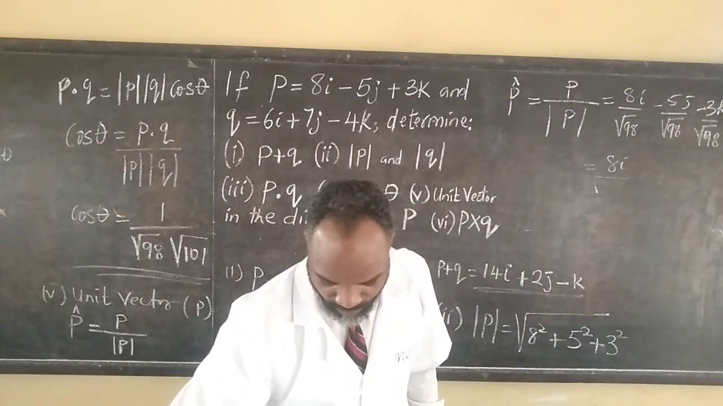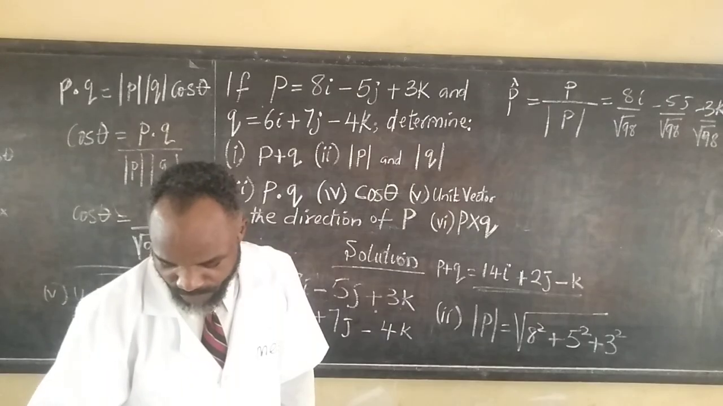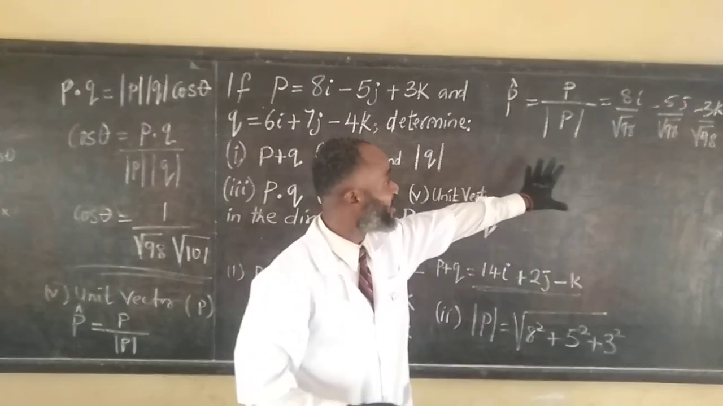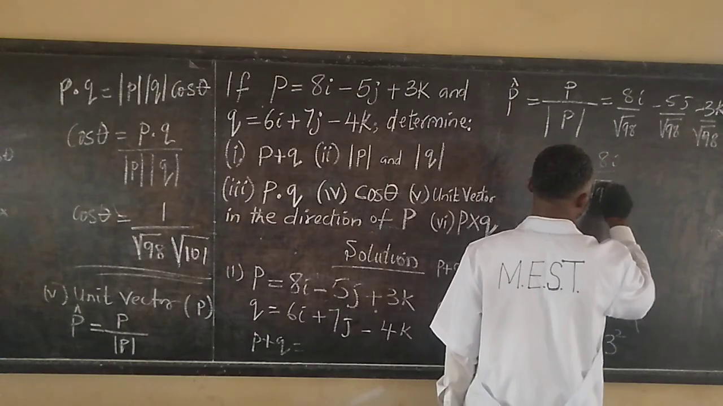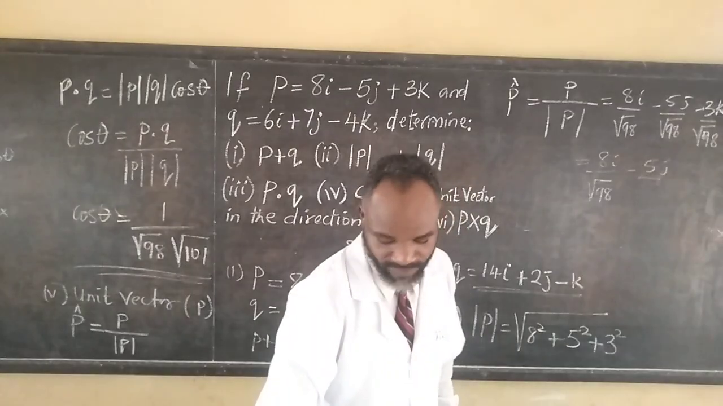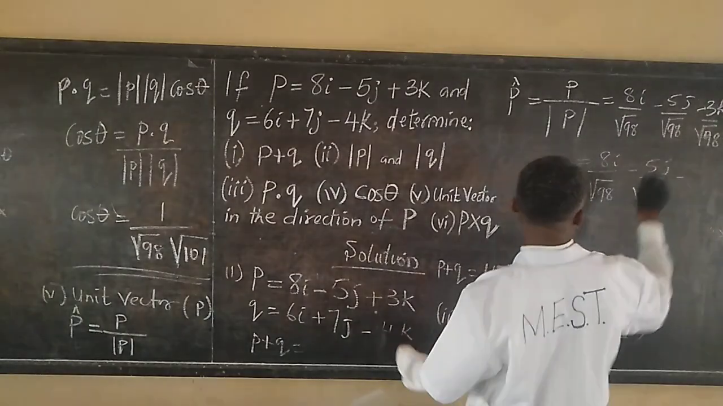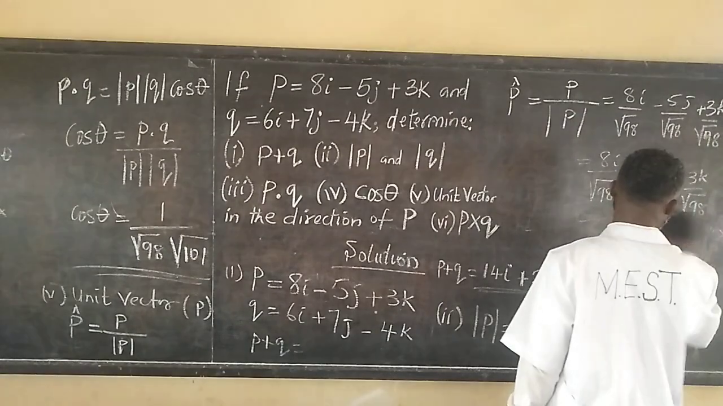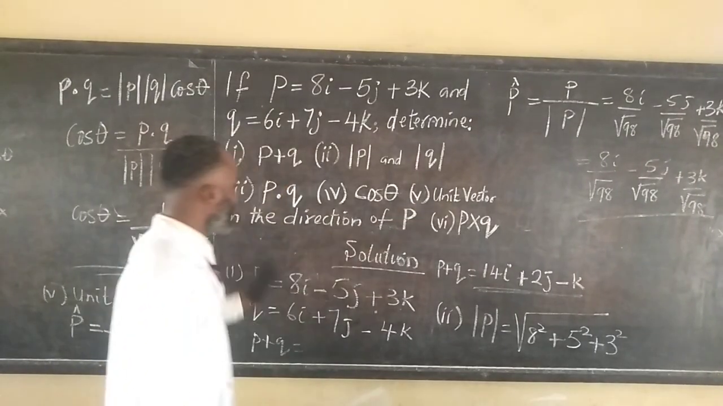With that, we can now conclude we have found the unit vector in the direction of P, because everything we have done here has to do with P. That's what it means. So we write 8i over square root 98, minus 5j over square root 98. Yes, I just want to make it visible here. And then this is going to be plus, not minus, plus 3k all over square root 98. Solved. So we have found number 5, the unit vector in the direction of P.